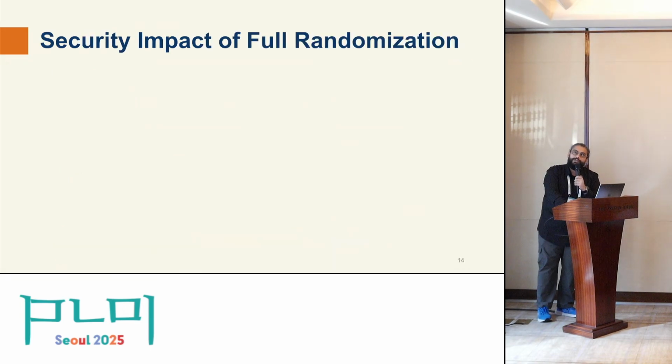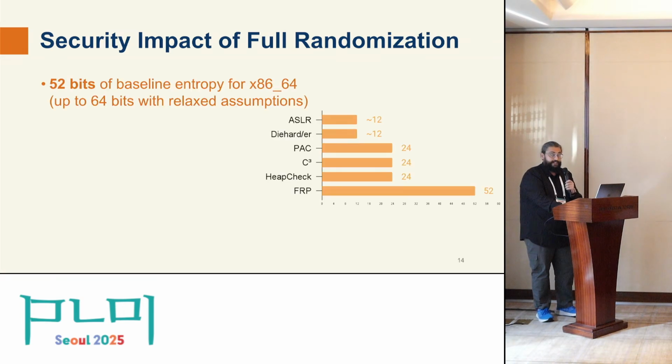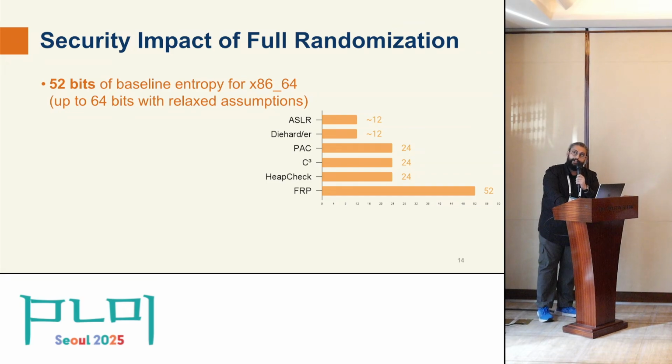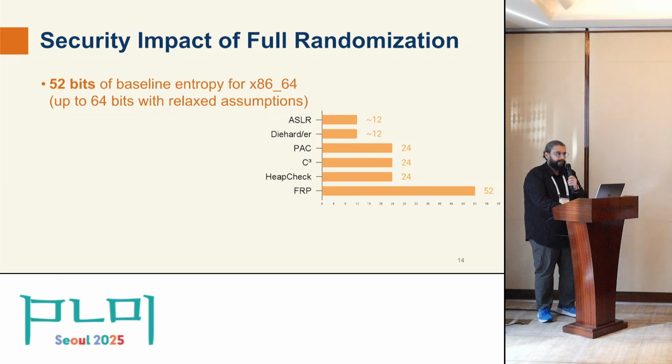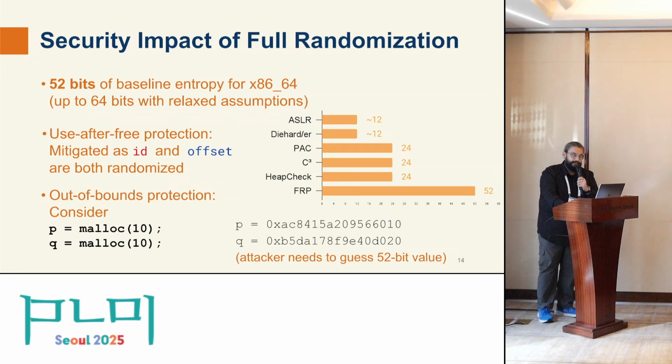Now let's see what is the security impact of such a technique. We achieve a baseline security of 52 bits of entropy, which is an astronomical leap from the 24 bits in prior approaches. The high entropy provides robust protection against both use after free and out of bounds errors. An attacker would need to guess a 52-bit random value to attack a pointer Q, having information about P.